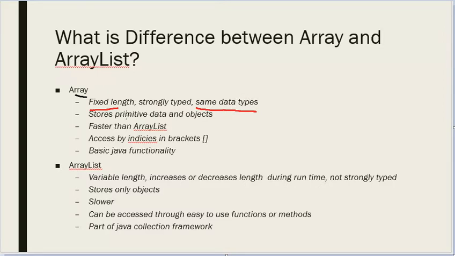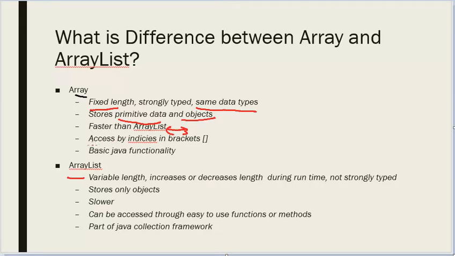And it can also store primitive data types like integers, strings, chars, bytes, whatever. And it can also store objects, of course. Arrays are faster than array lists. Why are arrays faster than array lists? I will come back to that later when I describe arrays.